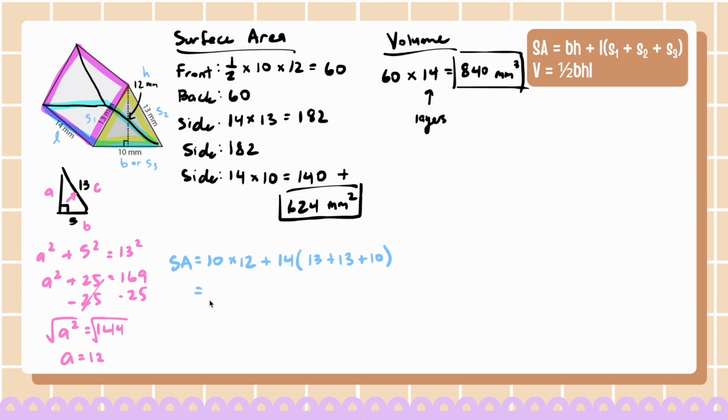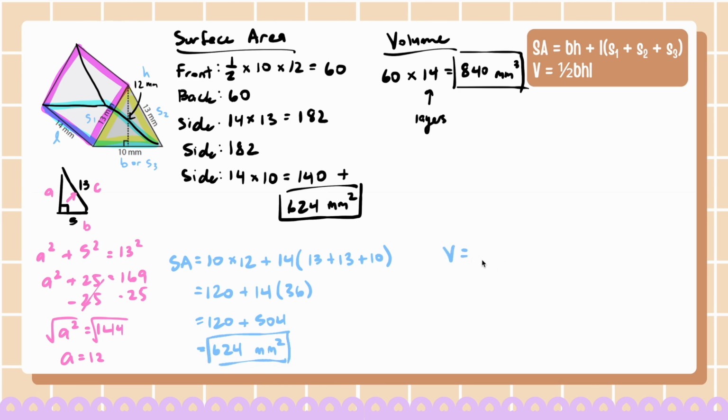Now let's simplify this. 10 times 12 gets me 120, plus 14 times all of this added up together gets me 36. We're going to leave the 120 alone. 14 times 36 gets me 504. And if I add both of these together, that gets me a total of 624 millimeters squared. And that's my surface area.